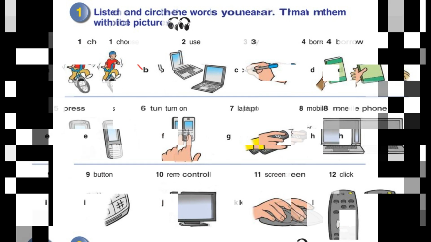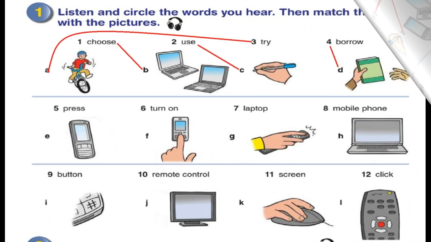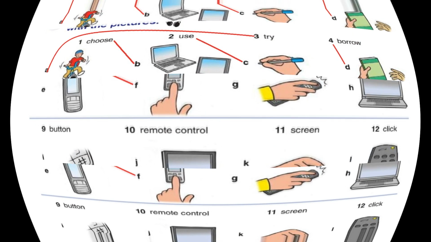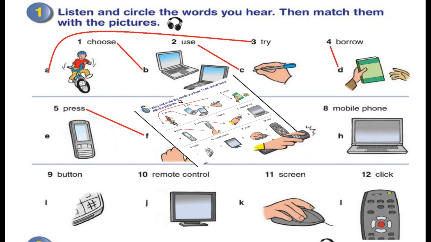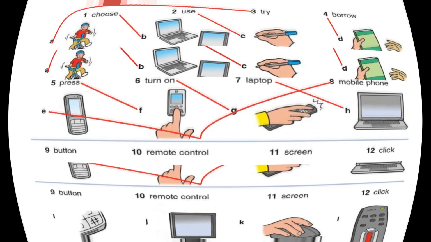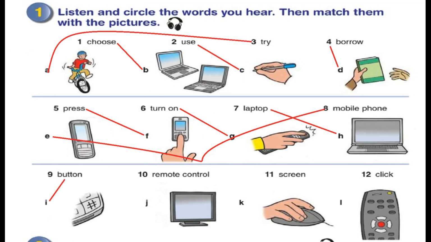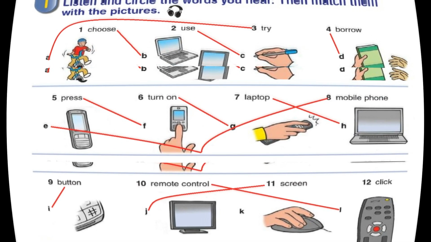One. Choose. B. 2. Use. C. 3. Try. A. 4. Borrow. D. 5. Press. F. 6. Turn on. G. 7. Laptop. H. 8. Mobile phone. E. 9. Button. I. 10. Remote control. L. 11. Screen. J. 12. Click. K.